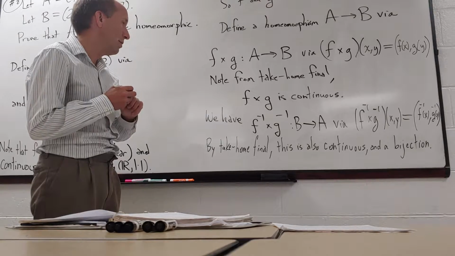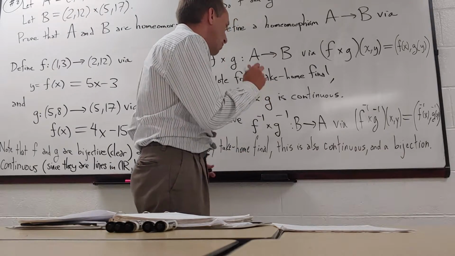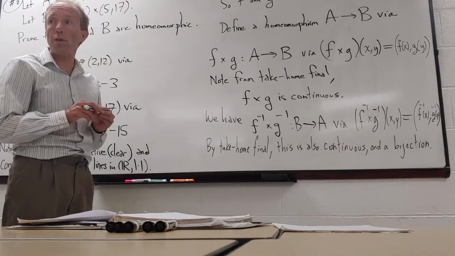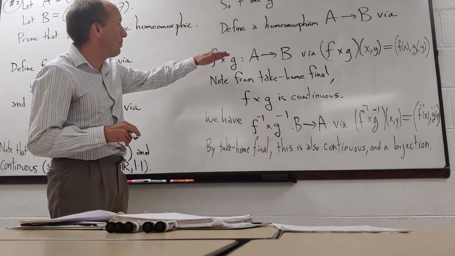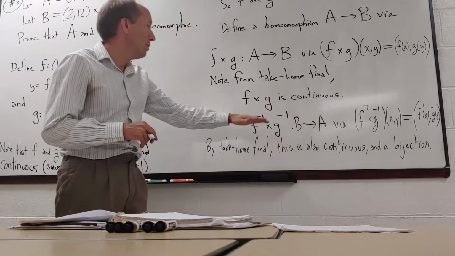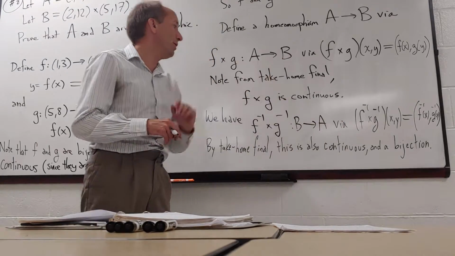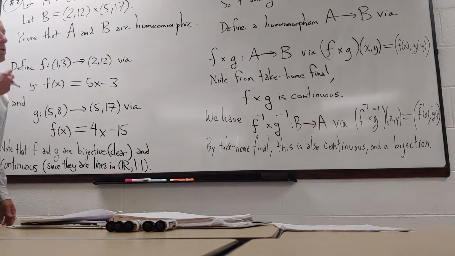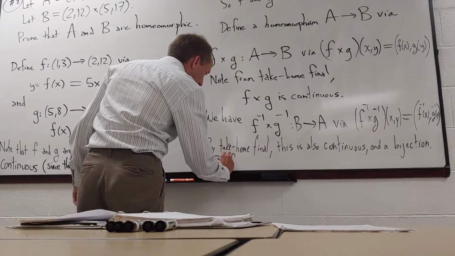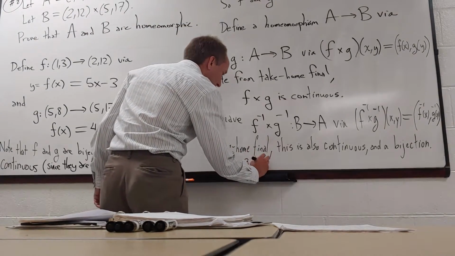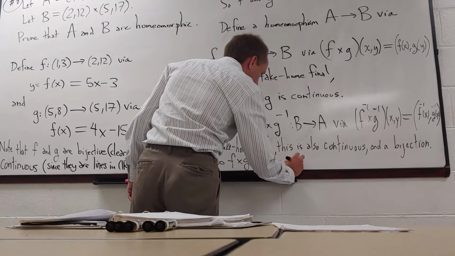And so, therefore, F cross G is a homeomorphism. I think that's pretty much everything we need. We've got the original function F cross G is continuous. We found an inverse function for it, which is also continuous. So we have a bijection, or we have a homeomorphism. So F cross G is a homeomorphism.